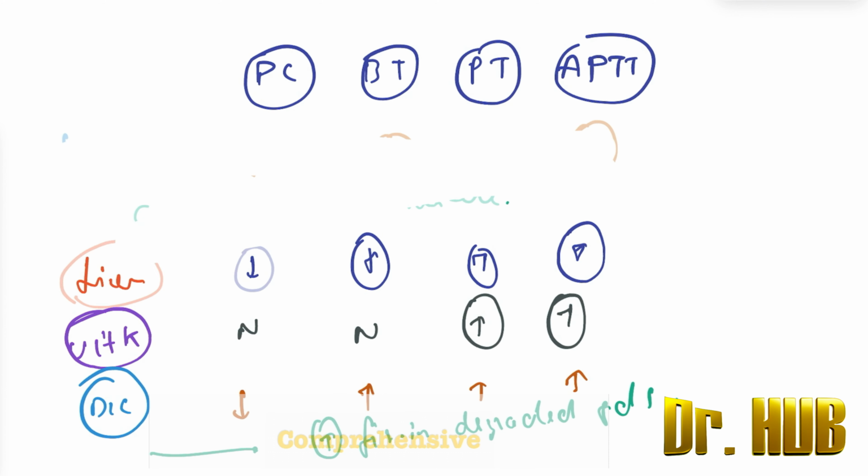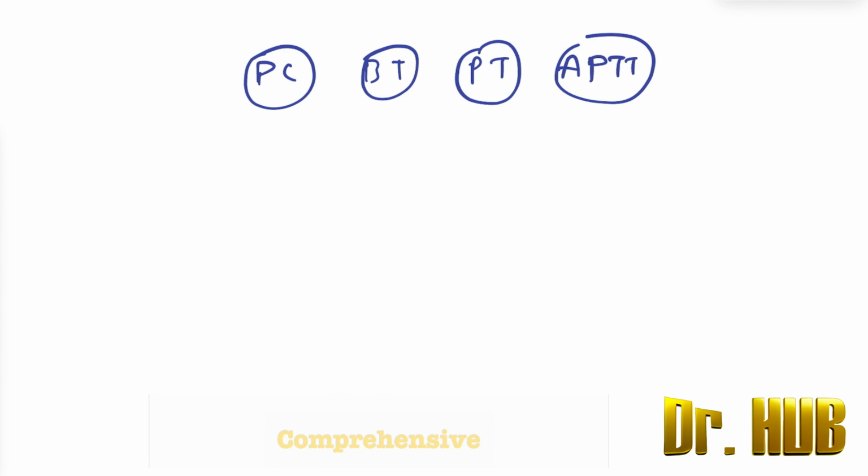Then we move on to aspirin. What happens in the case of aspirin? In terms of aspirin, the platelet count remains normal. The bleeding time is increased. The PT increases. And the APTT remains normal. So in aspirin, there is only an increase in the bleeding time as well as the prothrombin time.